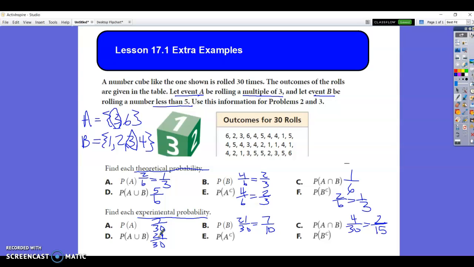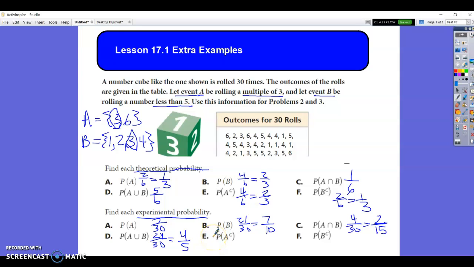So how can we reduce that? 24 out of 30. 6 goes into both 24 and 30. 6 goes into 24 4 times. And 6 goes into 30 5 times. So that's 4 out of 5, or 80%.